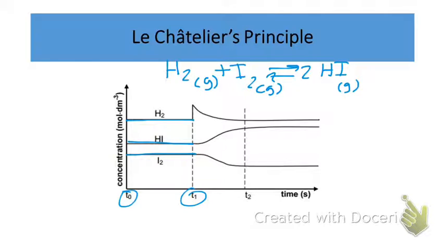Now at time 1 there seems to be a change. All right, what's the change? Well, it's because we added hydrogen gas, and it's indicated by this peak right there, that spike. And whenever you see a spike like this, it's a dead giveaway that's where the change occurred.